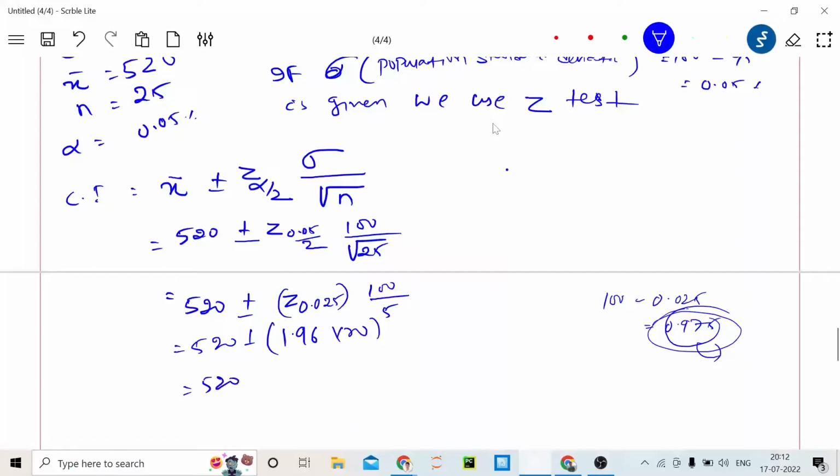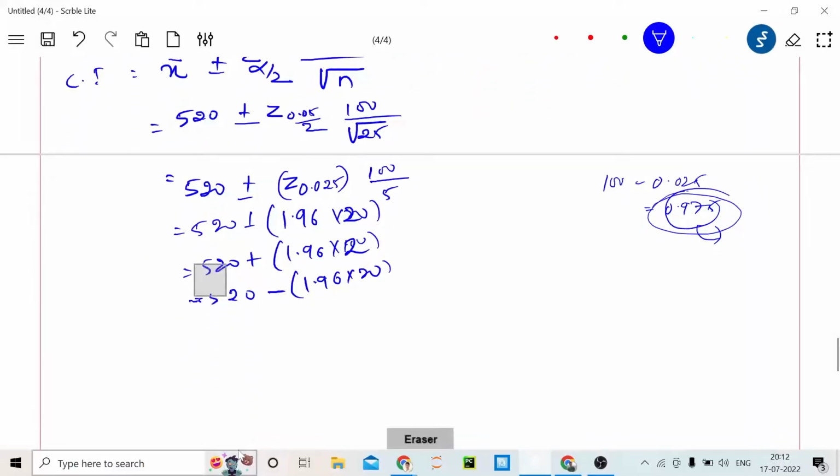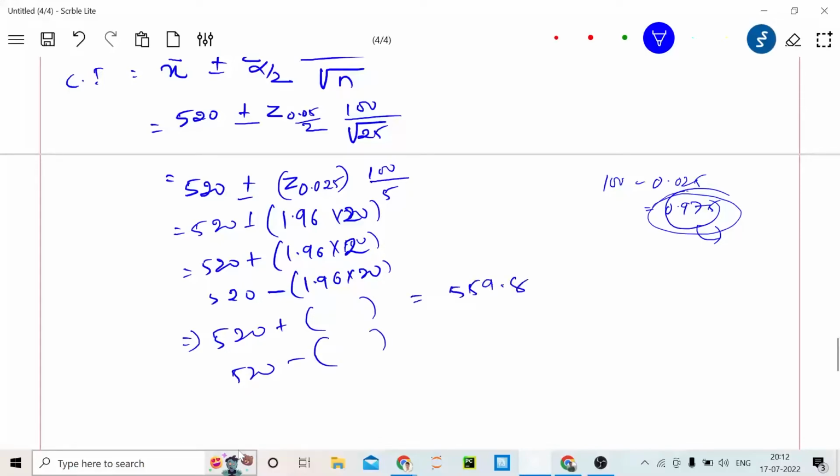Then we can say 520 plus 1.96 into 20, and 520 minus 1.96 into 20. So the values will be 520 plus this value and 520 minus this value. This value will become like 559.8. You can calculate and see, the other is 480.2.